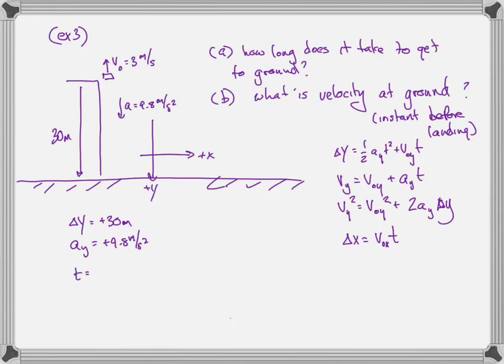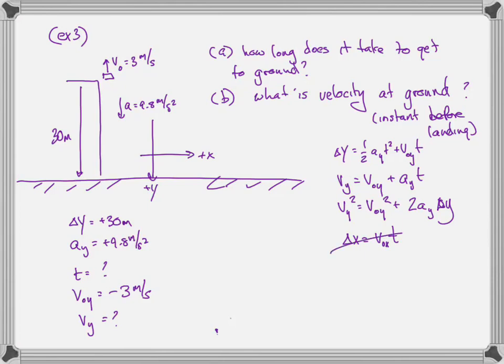Delta y is equal to plus 30 meters because I defined down as positive. A sub y is plus 9.8 meters per second squared. T is an unknown because this is a new problem. V0y is negative. Now this will mess some of you up. Minus 3 meters per second because we're throwing it in the upward direction, but down is plus y. Vy, the final velocity, we're looking for that in part B. There's our five variables. Delta x, v0x, and t, we actually don't care about because there's no motion in the x direction.